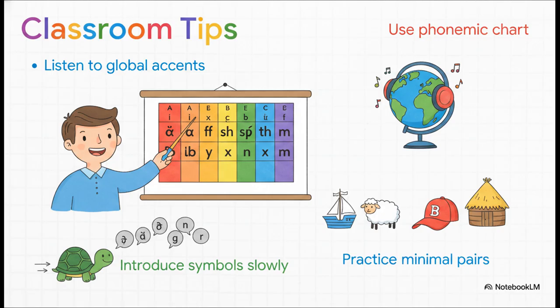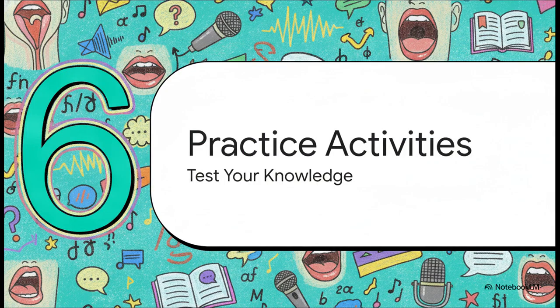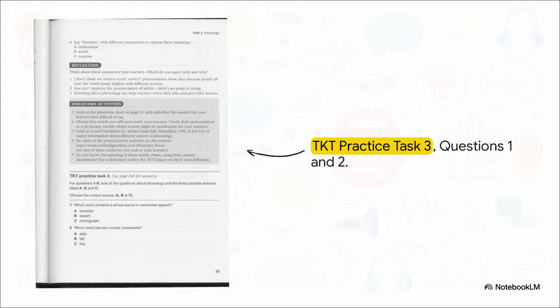Also, keeping a phonemic chart on the classroom wall is an amazing hack for on-the-spot correction. But a quick pro tip, teachers usually only introduce these symbols a few at a time so students don't get totally overwhelmed. And finally, Section 6, Practice and Discovery Activities. Okay, let's put this into practice and check out some exact test questions from the source material. Let's see how well we've absorbed all this phonology goodness.